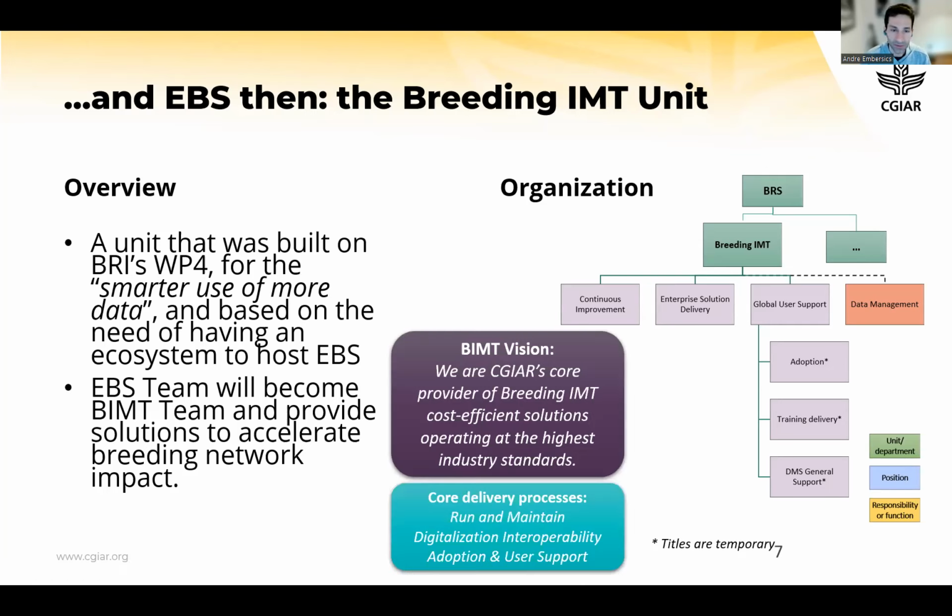Next slide, please. And here is the vision that we have created for breeding IMT. We are the CGIAR's core provider of breeding IMT cost-efficient solutions, operating at the highest industry standards. So that's basically what EBS is, using the highest standards and promoting cost-efficient solutions for CGIAR in terms of breeding operations. And our processes include running and maintaining the solutions.